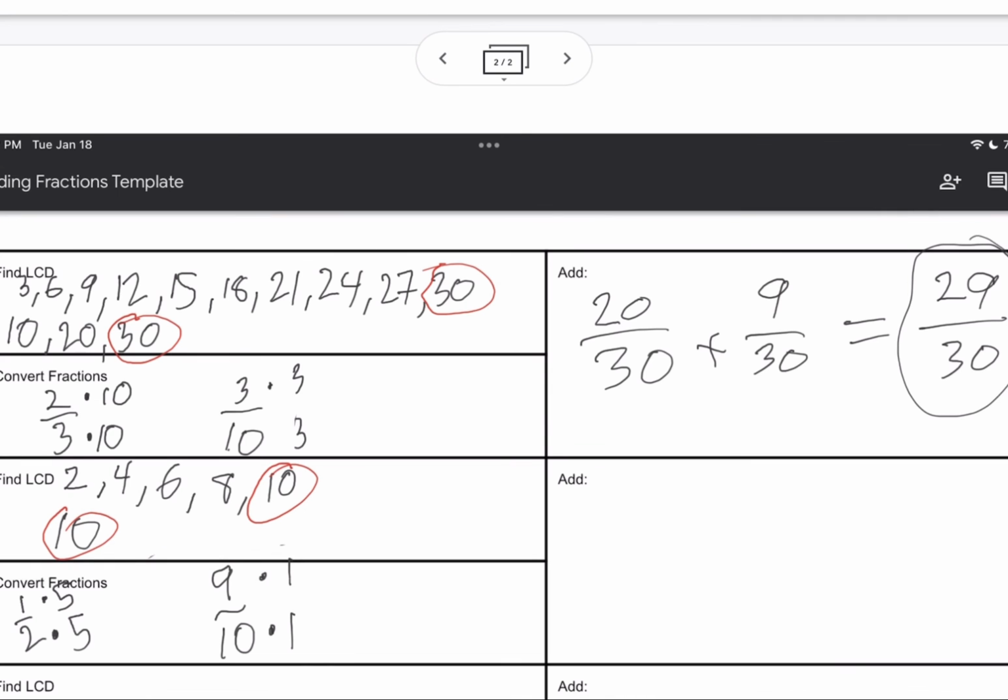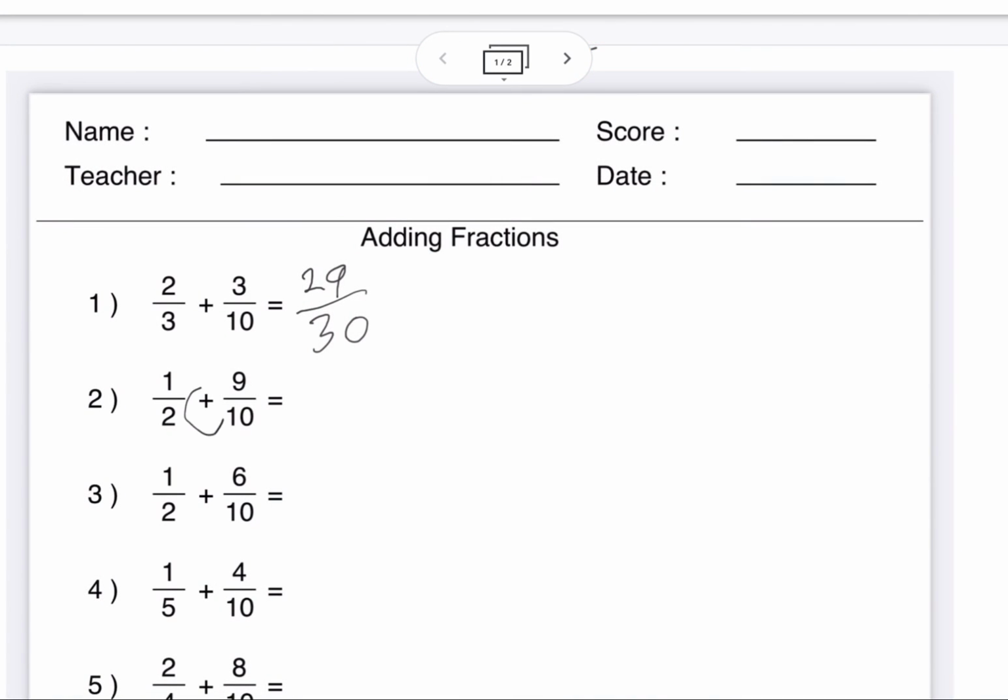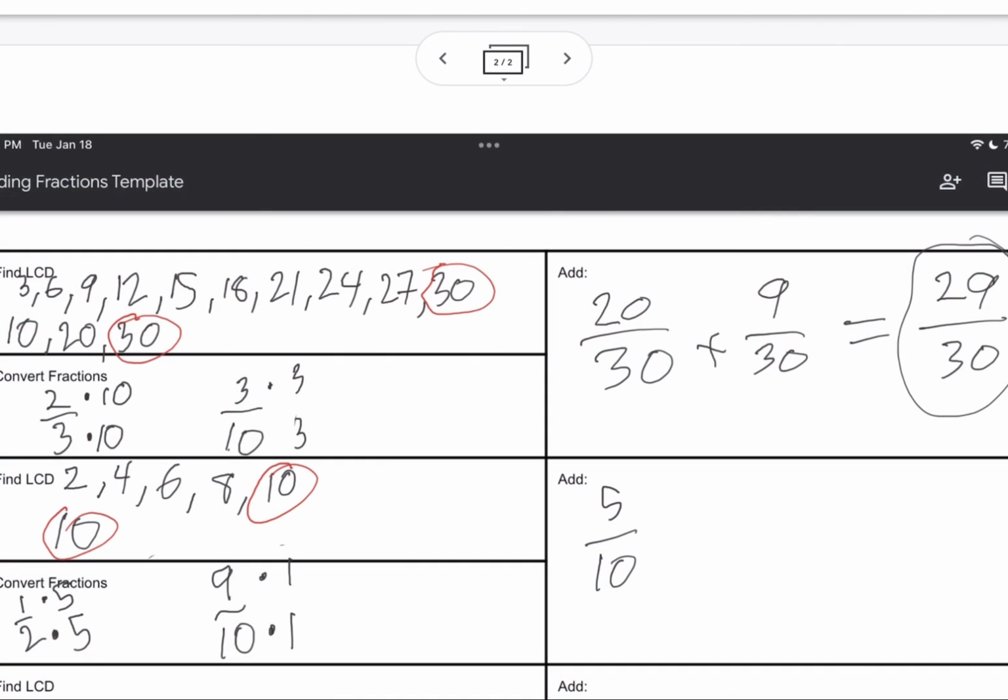So let's go ahead and do the math, okay? So what is 5 times 1? It's 5. What is 5 times 2? It's 10. And again, since this is an addition problem, I'm going to write a plus sign here. Now I come over here. What's 9 times 1? It's 9. What is 10 times 1? It's 10.